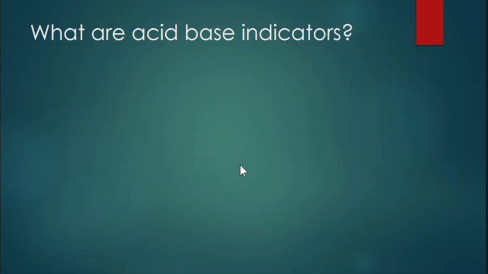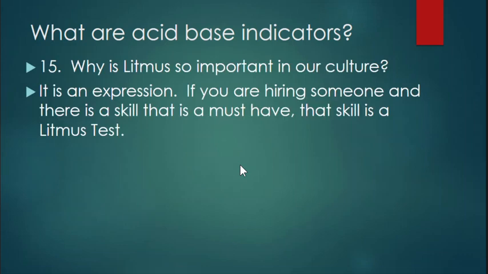Why is litmus important to us? Because it's an expression. It is a cultural phenomenon. Wesley, what is your litmus test? Are you planning to marry a female? Okay, a litmus test is a skill or an attribute that the person must have in order for them to pass your test. So, for example, do they have to have two functioning eyes? Okay, so they can't have a glass eye or a prosthetic? Okay, so you have two functioning eyes. That would be his litmus test.